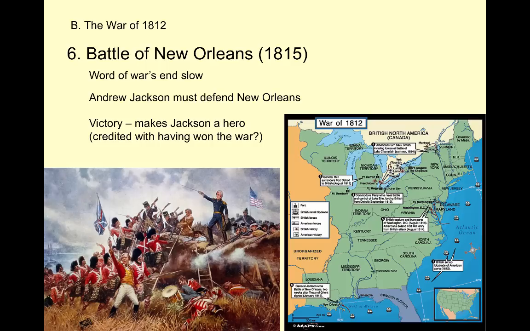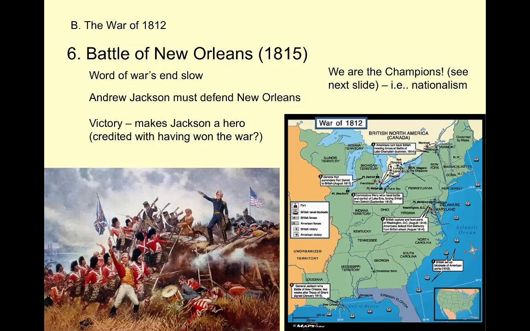And so in Americans' minds, they hear that Jackson wins this battle, and then they quickly hear that the war is over. And so Andrew Jackson emerges as the hero of the war. Americans mistakenly believe that he is the reason why we, quote-unquote, won the war, even though he'd fought the battle after the war was over, just because of timing. So we will see that Jackson will become a national hero, and at some point soon he'll become president of the United States because of this popularity.